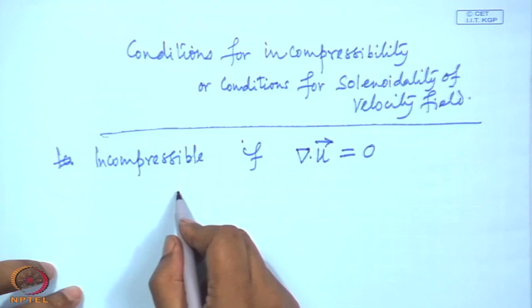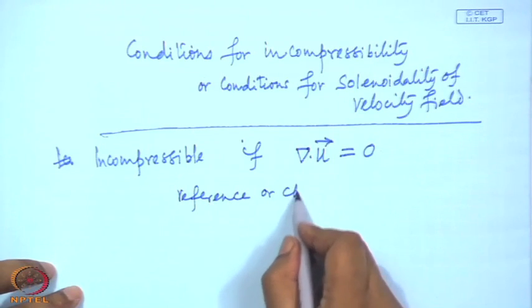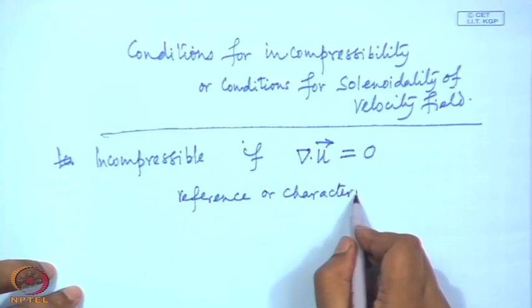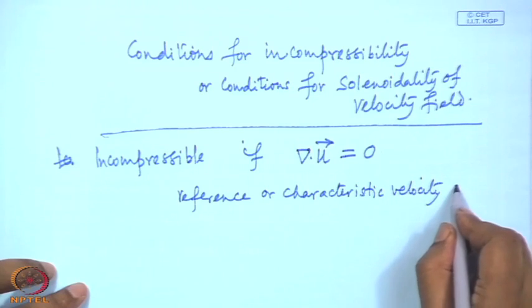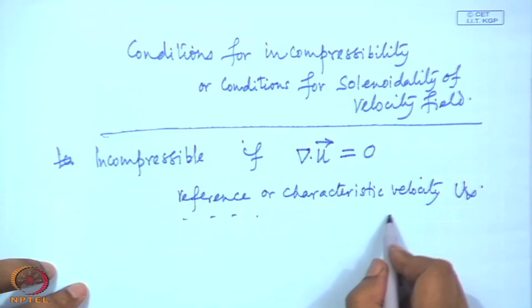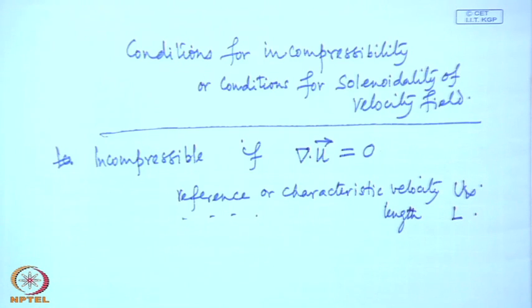Once again let us consider that we have a characteristic velocity scale, u infinity, and a characteristic length, L. So, these are reference quantities. Once again we call the velocity u infinity, and similarly the length we call L.